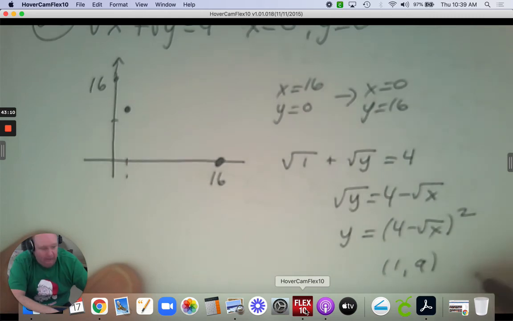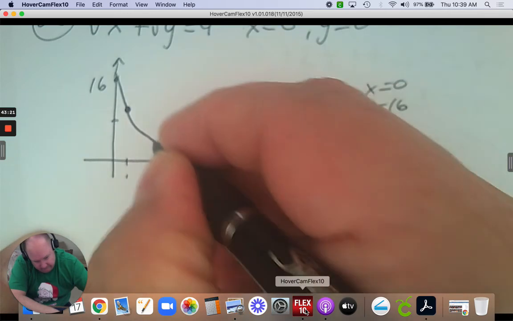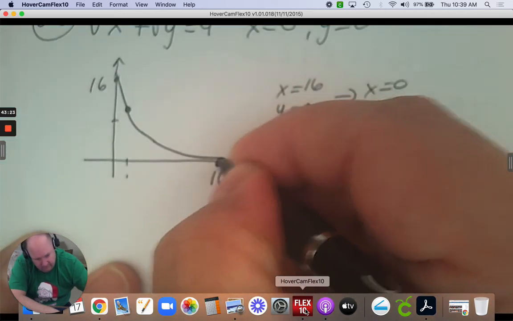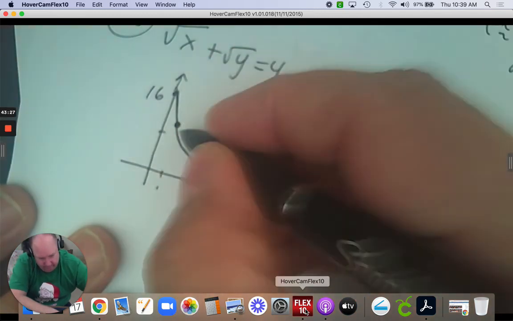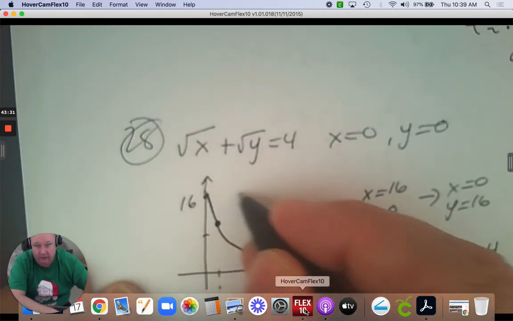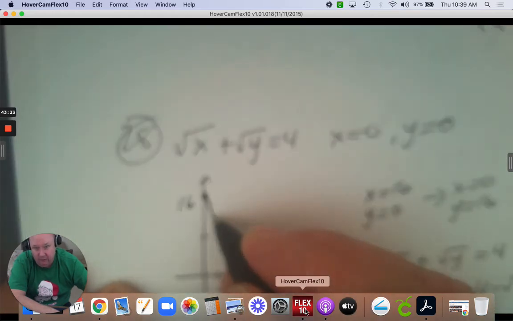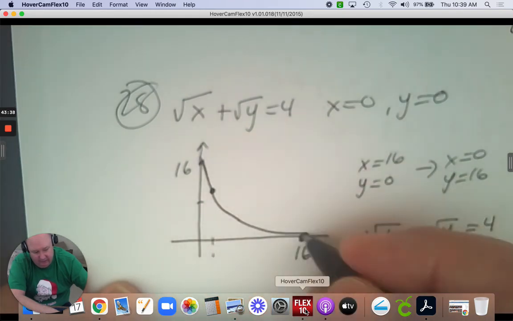What's another one I could plug in? Well, I plugged in 4 already. I plugged in 1 already. I plugged in 0 already. This is what the curve's going to look like, right? Because of where it's positioned, it's not concave down, I can see it's concave up instead. Connect the points together.